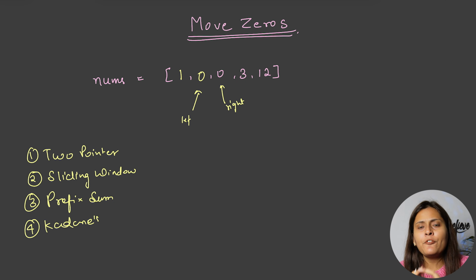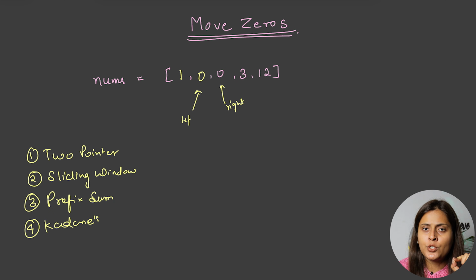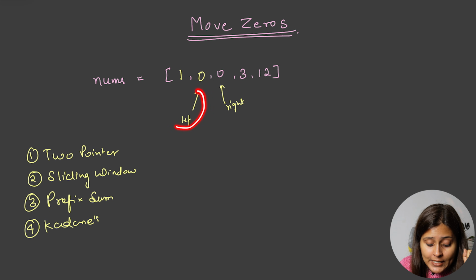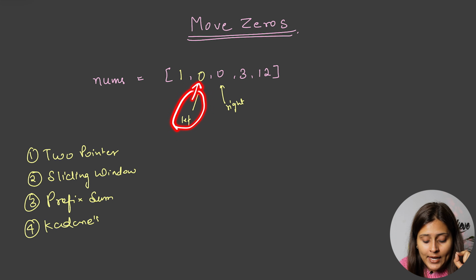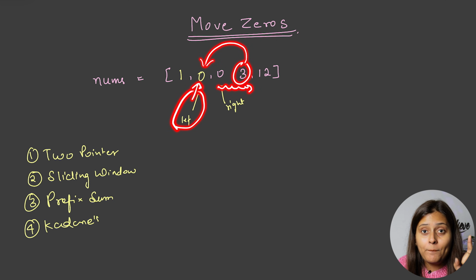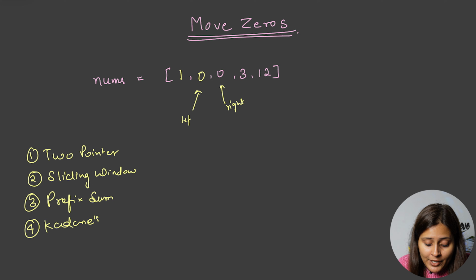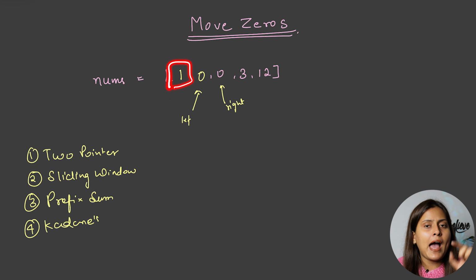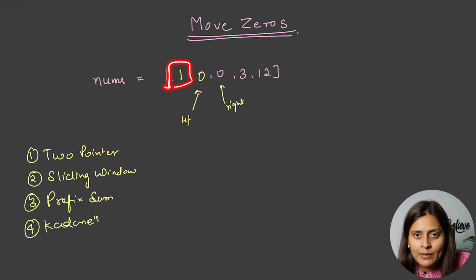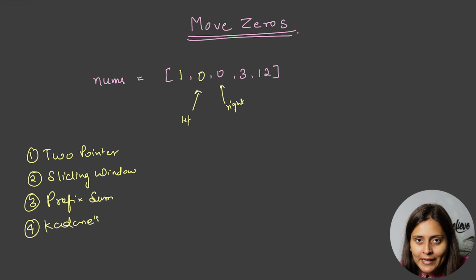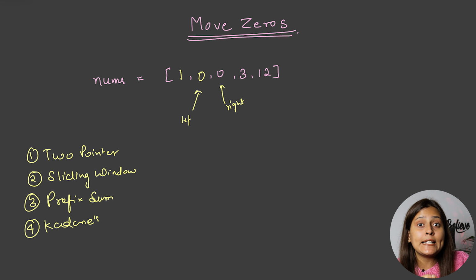Why? Because the left pointer is nothing but the location where the upcoming non-zero should be placed. Again repeating, the left pointer is the place where the upcoming non-zero element needs to be placed. So that is why when you have swapped it, it means you have actually inserted the non-zero element. So you need a new place for the next non-zero element. That is why the left pointer needs to be moved ahead. I hope this point is clear.